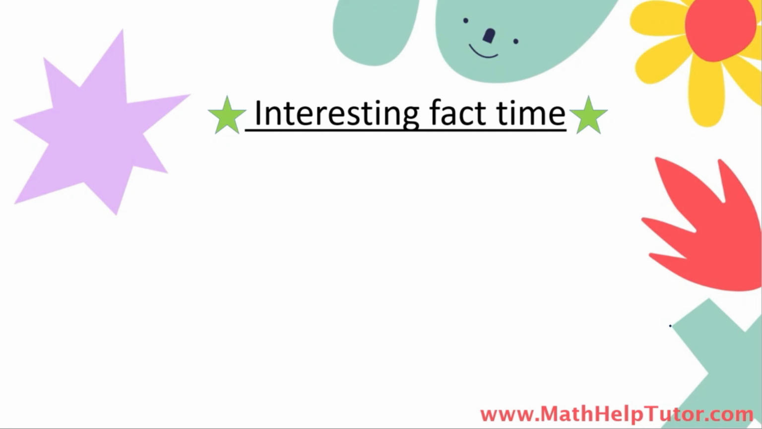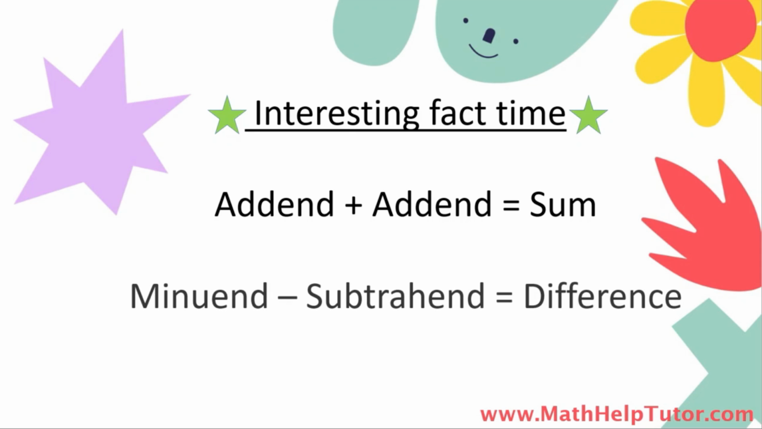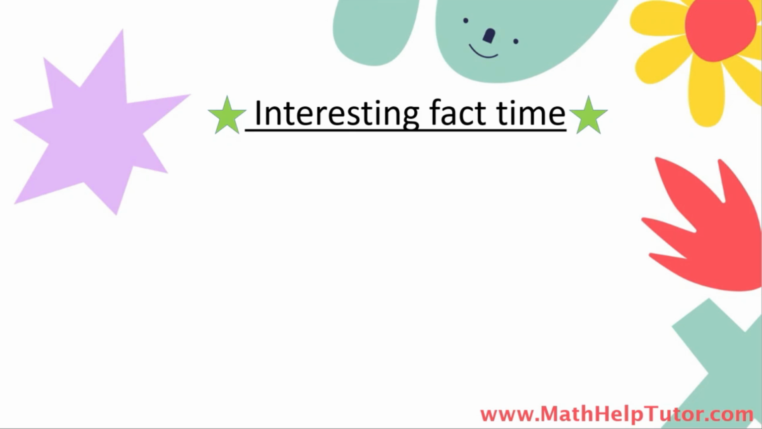Now it's time for interesting fact time. Do you know that the different parts of an addition and subtraction operation have names? The numbers that are to be added together are called addends, and the result of their addition is called the sum. For subtraction, the number which is going to be reduced is called the minuend, and the number that is going to be removed from the minuend is called the subtrahend, and the result of the subtraction operation is called the difference. So here's an example of addition and subtraction operations with their labels.